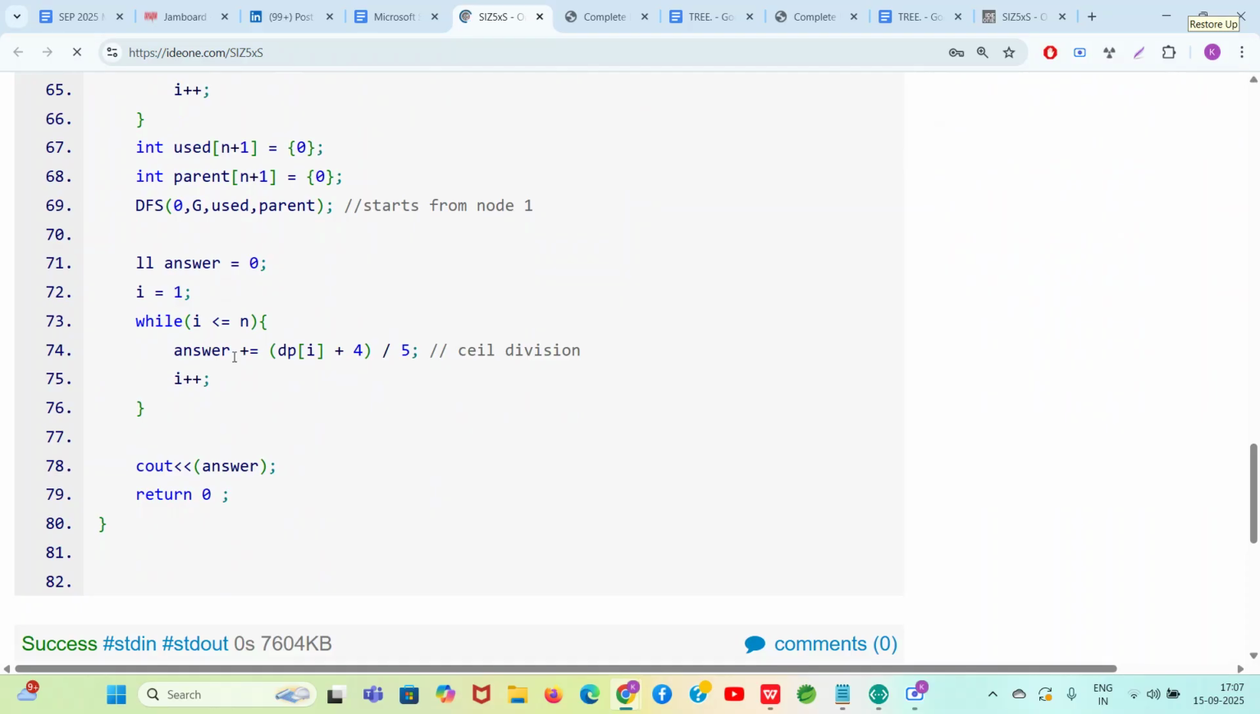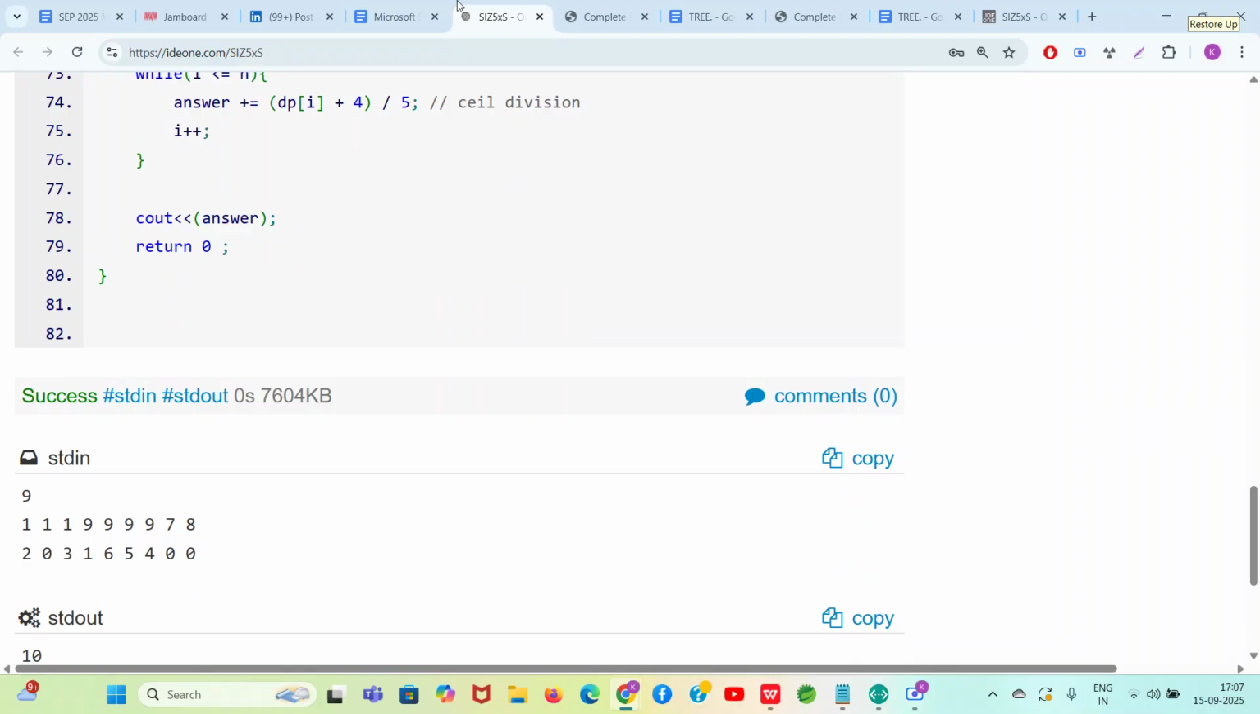Then guys, I traverse everything and I do DP of I by 5. I'm doing ceil division because if there is a remainder, one extra car is needed. So (DP + n - 1) by n will give you the ceiling value, and that's it.